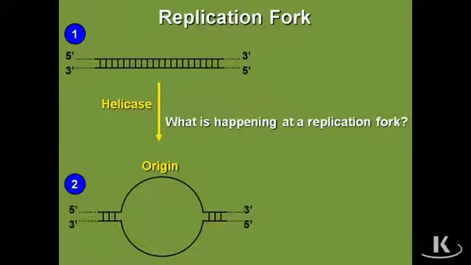So what's happening at the replication fork? What's happening is that it's moving bidirectionally. Remember that little fact, it's bidirectional, so the replication fork is going to be opening from right to left. It's also going to be opening up from left to right in both directions.